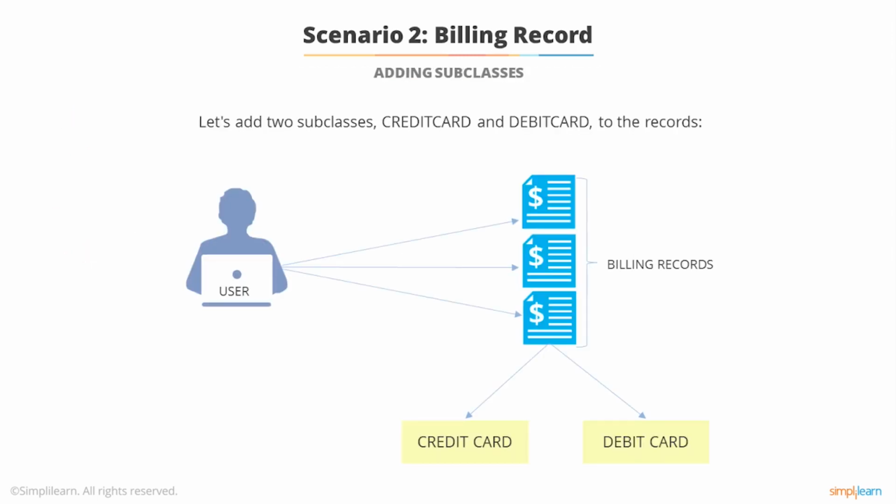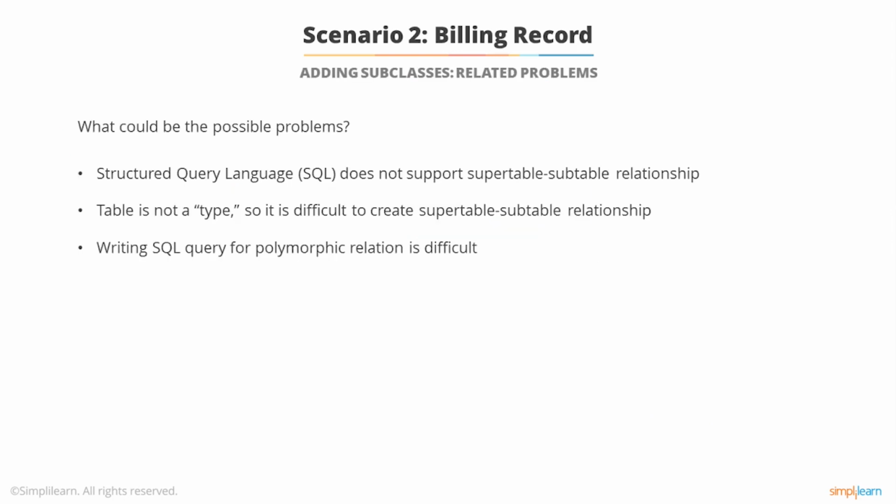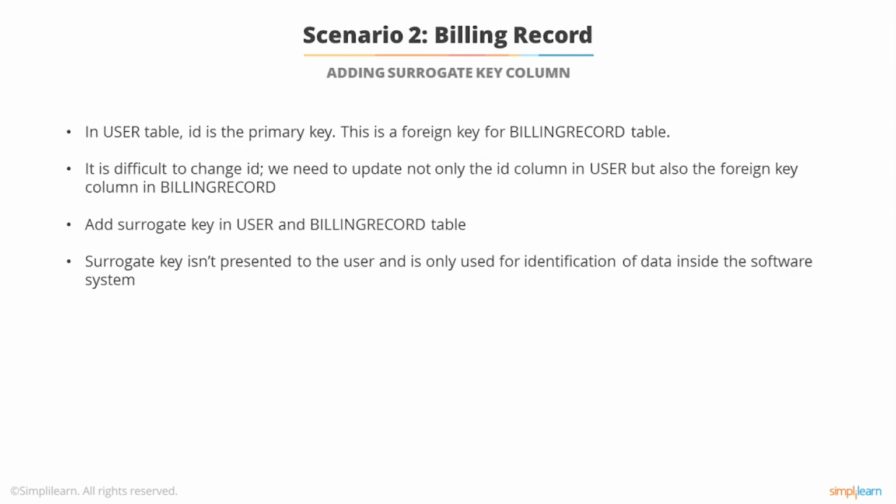Let's add two subclasses, credit card and debit card, which are subclasses of the billing record. Now, what could be the possible problems here? SQL does not support a supertable and subtable relationship. A table is not a type, so it is difficult to create a supertable subtable relationship, and writing an SQL query for a polymorphic relation is difficult.